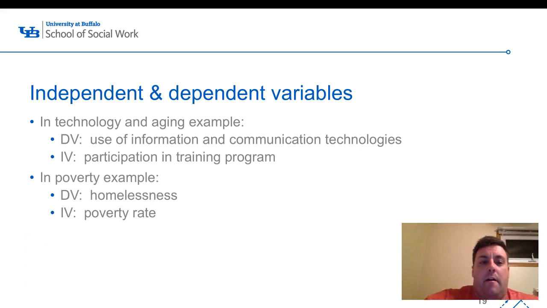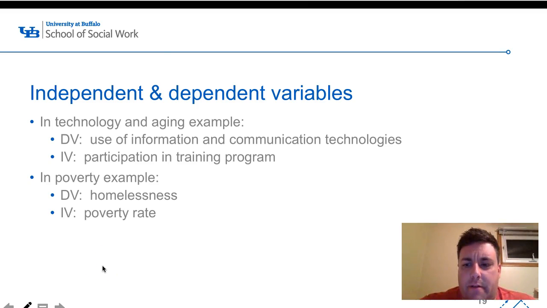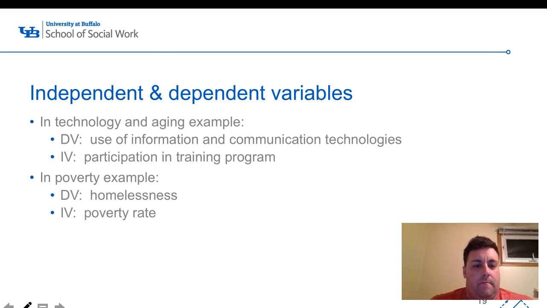Another example, poverty rate. Sorry about that. I think there was an awkward pause there. Had to change something on the slide real quick. So here's another example. Homelessness might be a good dependent variable. Again, that's a sort of good social problem. It's a classic social problem in which social workers are involved. But poverty is something that impacts homelessness. So again, you're thinking about independent variable, dependent variable.